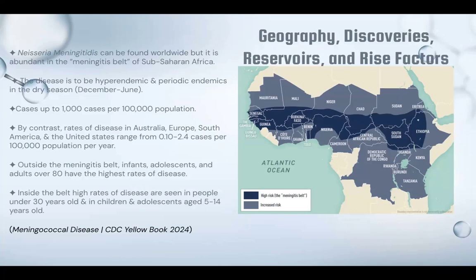By contrast, rates of disease in Australia, Europe, South America, and the United States range from 0.10 to 2.4 cases per 100,000 population per year. Outside the meningitis belt, infants, adolescents, and adults over 80 have the highest rates of disease. Inside the belt, high rates of disease are seen in people under 30 years old and in children and adolescents aged between 5 to 14 years old.